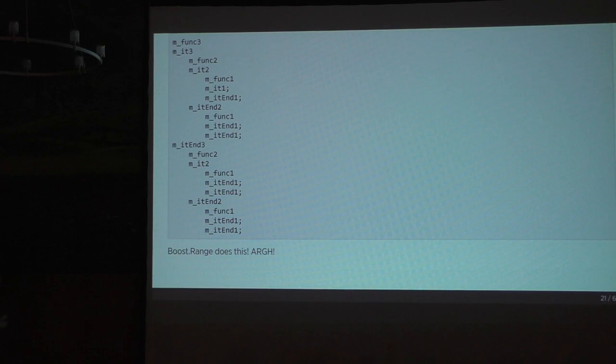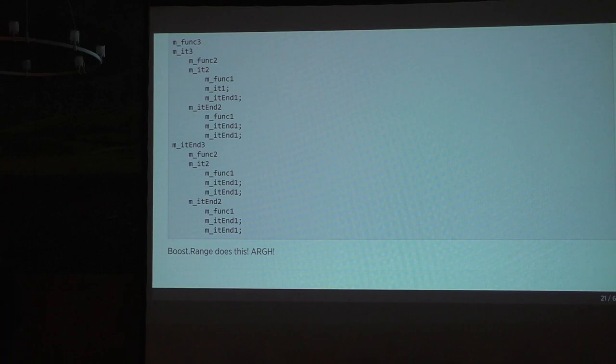Well, the problem is every iterator stores a functor, and an iterator and another iterator. And these two iterators are again storing 2 iterators, and so on. So you get a nice explosion of the size of your iterators. And boost range does that. I pointed this out in a news group, and they were a little bit surprised. I was like, oh my god, didn't know that. Well, apparently no one ever measured.